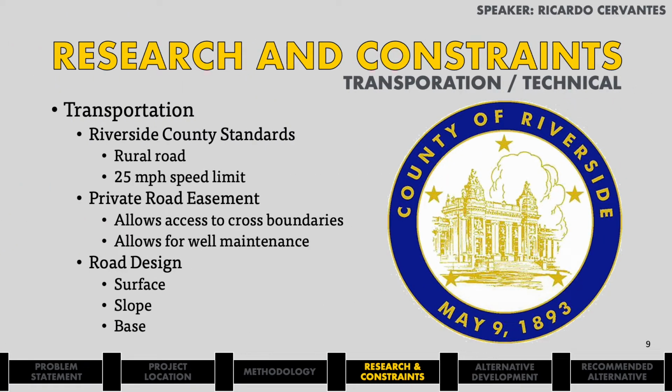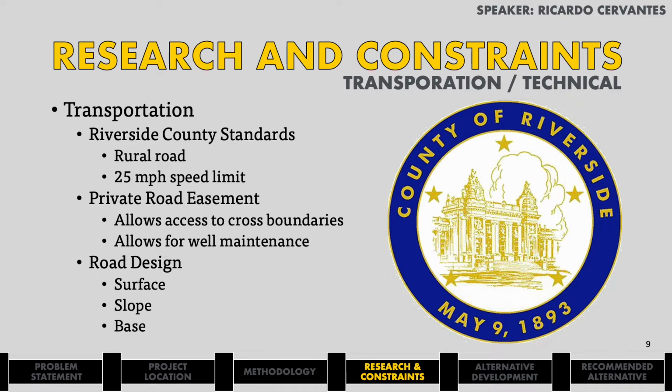My name is Ricardo, and I'll be giving a summary for our transportation team's research and technical constraints. The County of Riverside's Transportation Department is a partner agency for the City of Corona and others around the area. County of Riverside standard identifies our road design as a rural road, which restricts our vehicle speed to a maximum of 25 miles per hour for their safety.